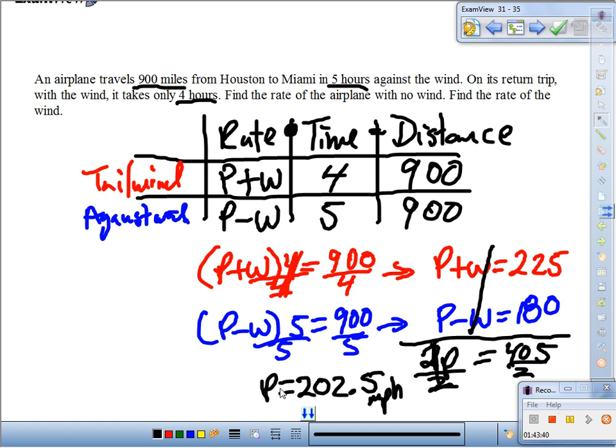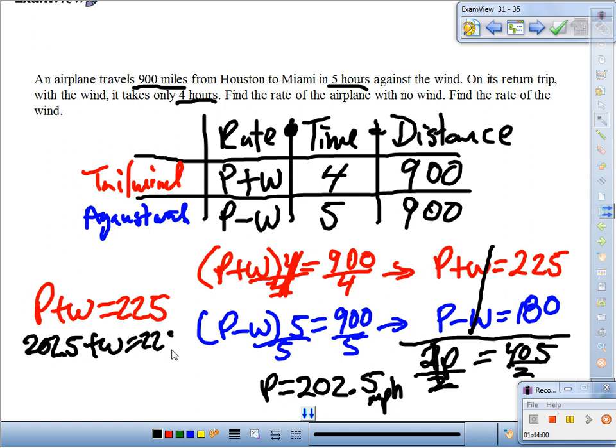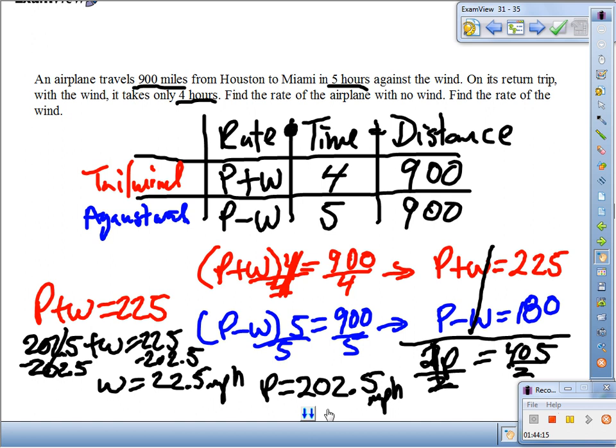Am I done? No, I get one of the 2 equations. I'm going to get the first one. So I'm going to write P plus W equals 225, but instead of P, I'm going to write 202.5 plus W equals 225. Minus 202.5, minus 202.5. The wind speed is 22.5 miles per hour. And of course, we write our statement.